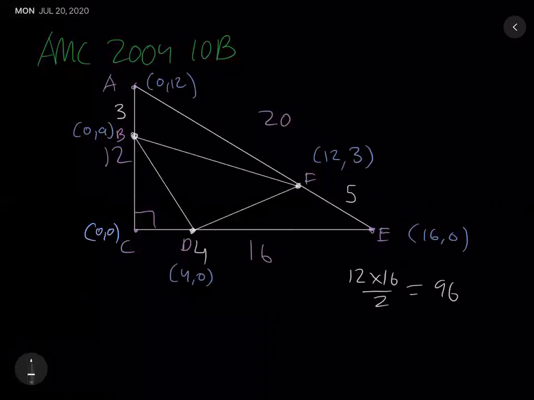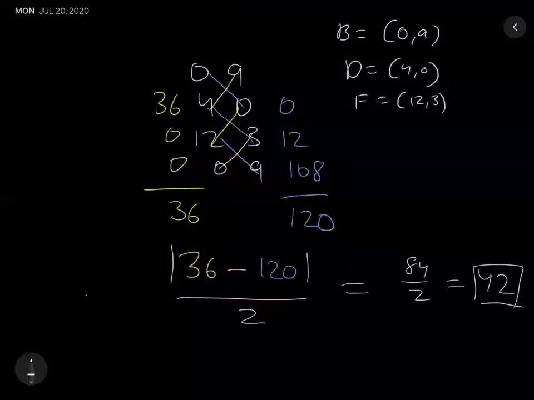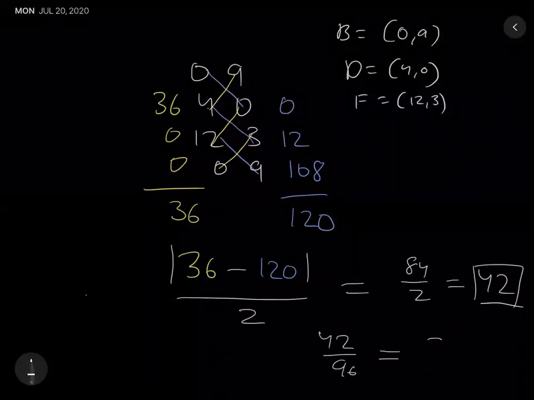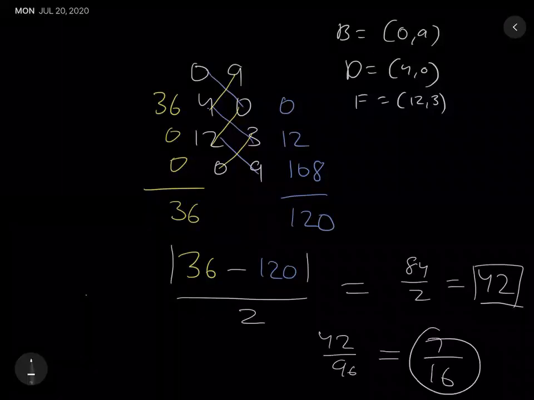We're looking for the ratio of area of BDF to area of ACE. So 42 over 96 is equal to 7 over 16. So that's our answer, 7 over 16.